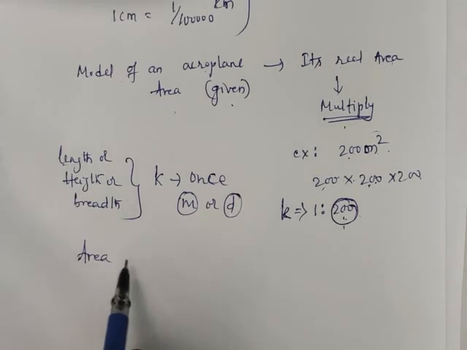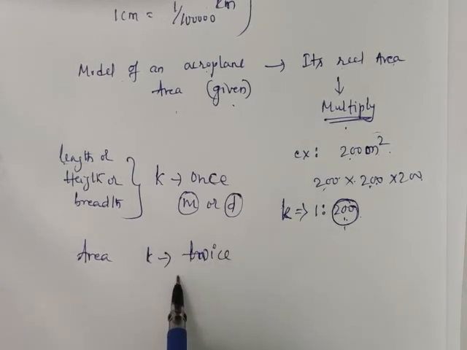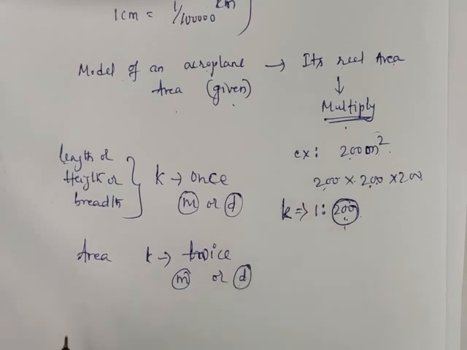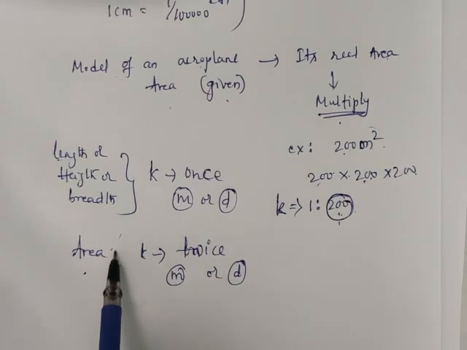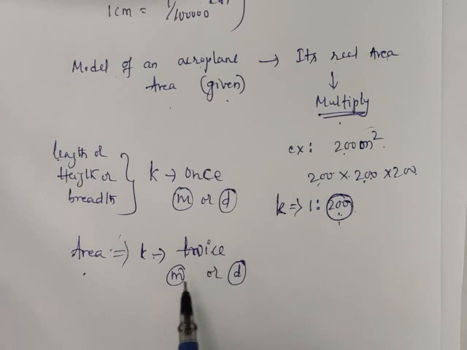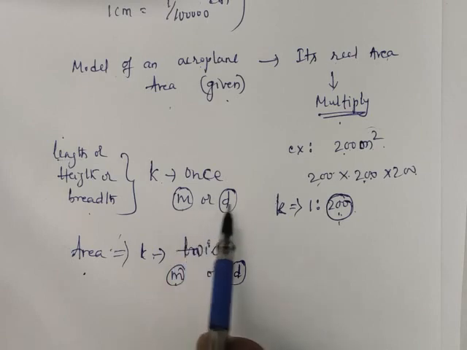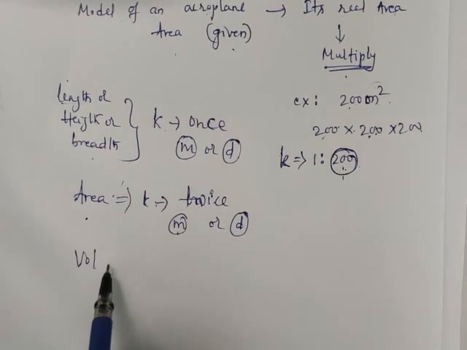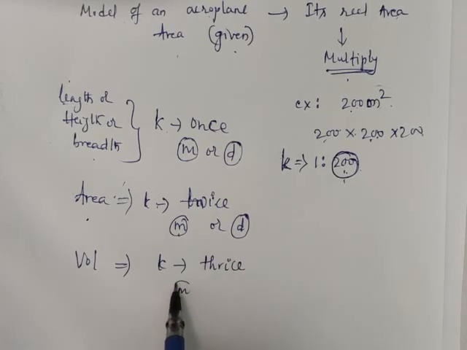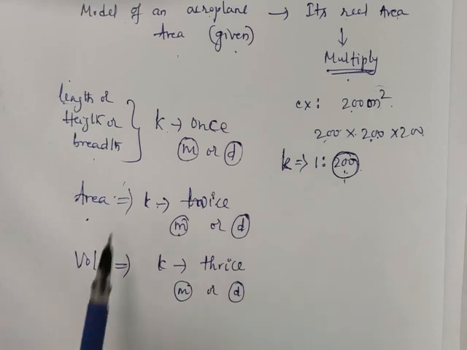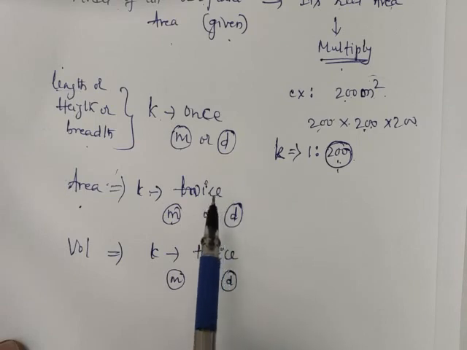If they have given area, k value is used twice. Twice you have to multiply or twice you have to divide. It depends on whether you are getting the real one or the model one. In area case, scale factor k, twice you have to multiply or twice divide. In length, height and breadth case, once you multiply or once you divide. In volume case, you have to multiply thrice or divide thrice. So these three are very important measures to be taken to do the map and model problems.